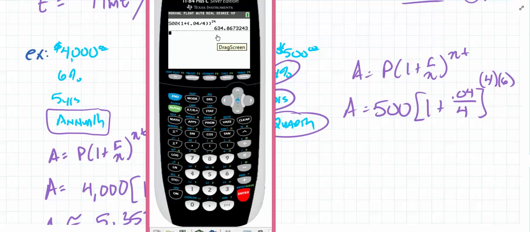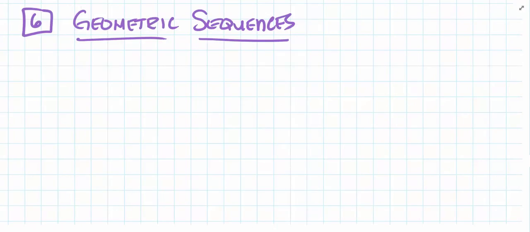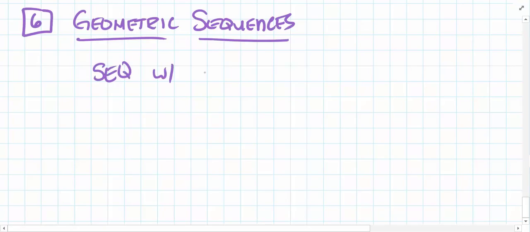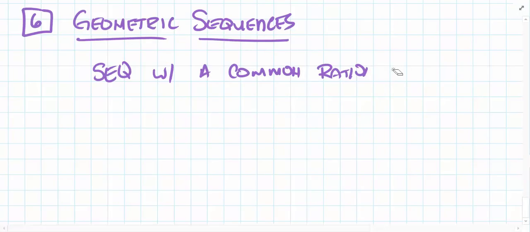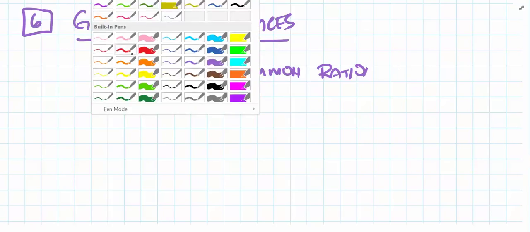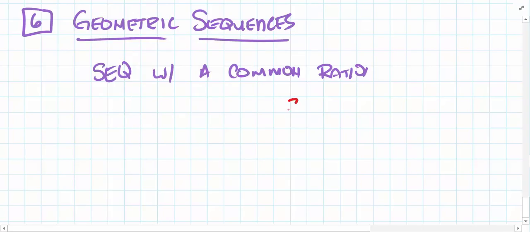Alright, geometric sequences are sequences with a common ratio. You remember how we studied arithmetic sequences? Those were sequences with a common difference. Geometric sequences are sequences with a common ratio. Let me give you an example of a geometric sequence. This is one: 1, 2, 4, 8, 16, 32, 64, and so on. Notice that right away, there's no way this is arithmetic because the difference between any two consecutive terms is not constant.